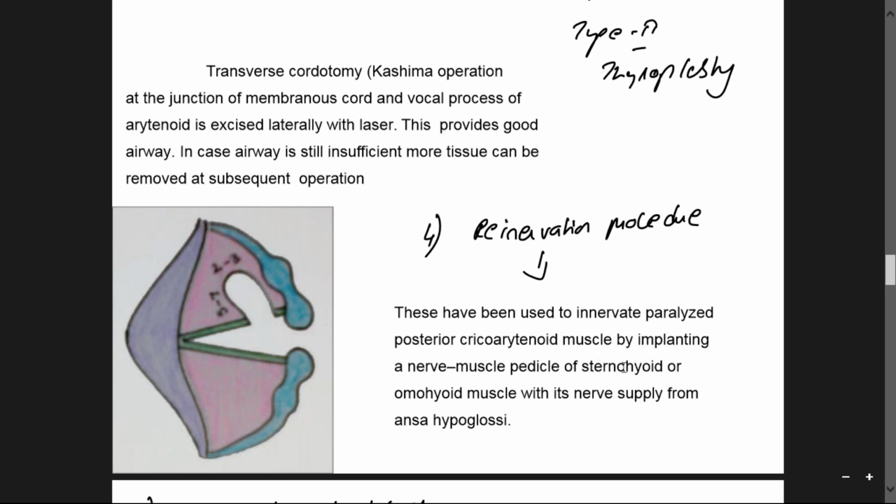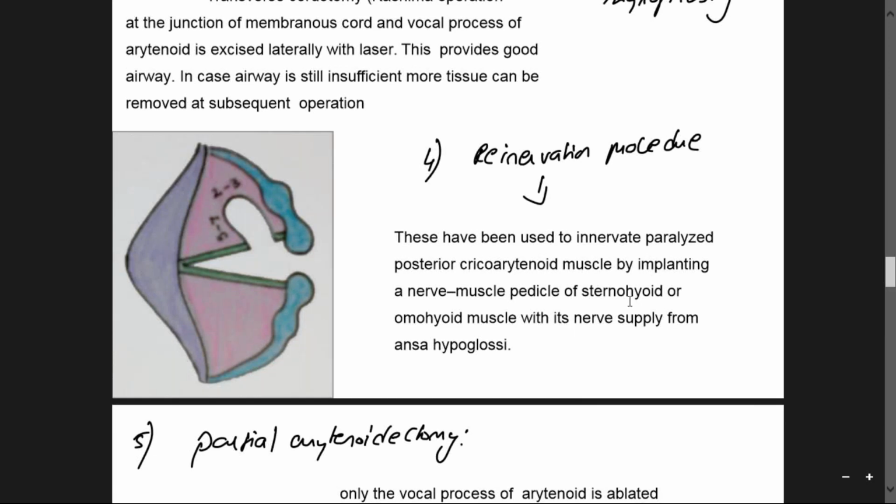It has its own nerve supply. We take the sternohyoid muscle and suture it to the posterior cricoarytenoid muscle, so that the nerve supply of the sternohyoid may help the posterior cricoarytenoid to function, leading to abduction and a better airway. Or you can directly implant a nerve into the posterior cricoarytenoid. So these are the reinnervation procedures.